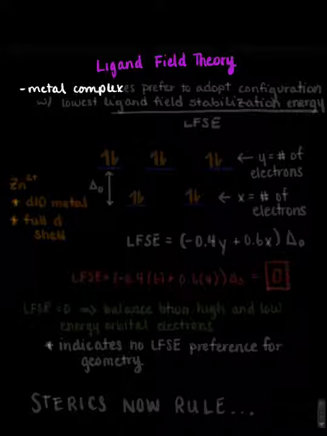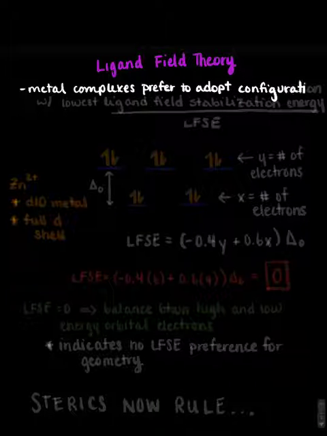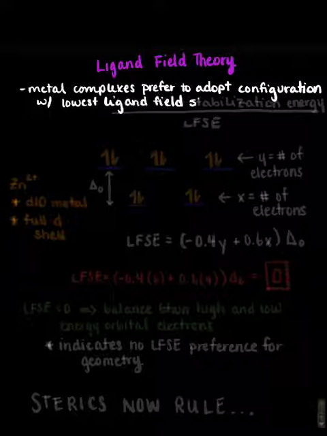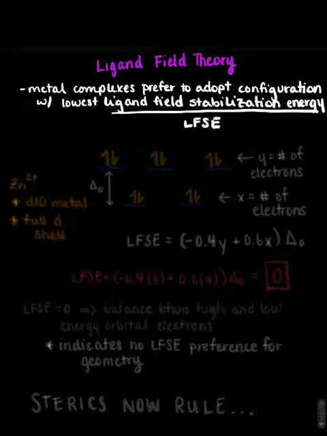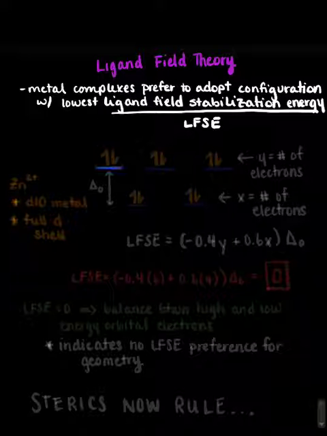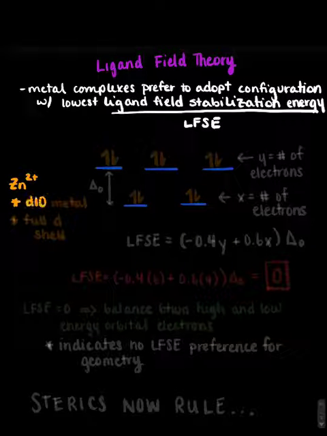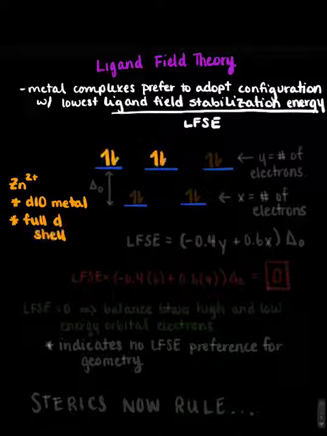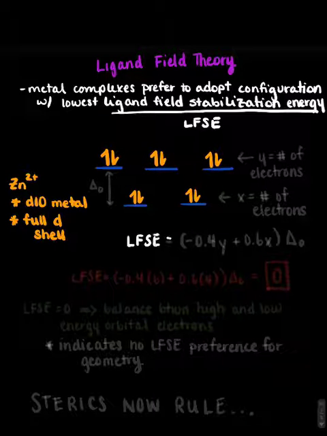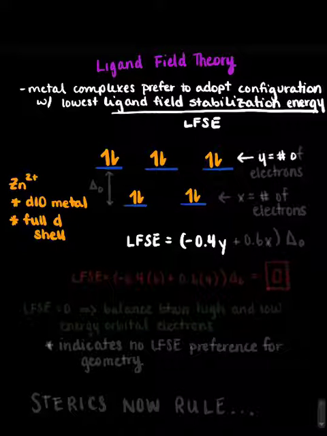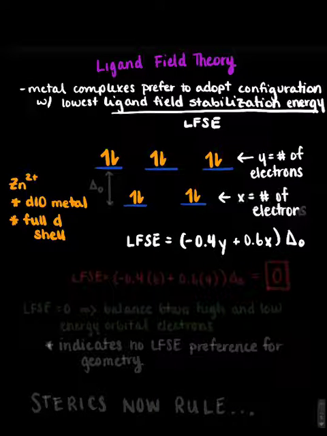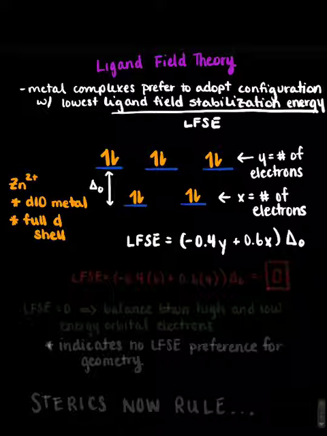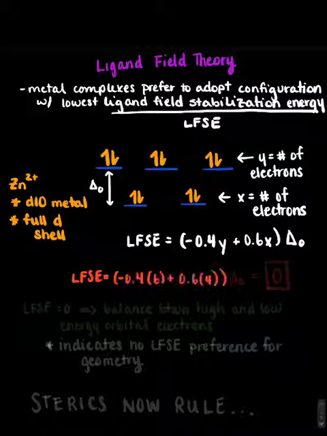According to ligand field theory, metal complexes will prefer to adopt the configuration with the lowest ligand field stabilization energy, or LFSE. The value of LFSE corresponds to the balance or imbalance between the higher orbital and lower orbital electrons. In the case of zinc 2+, a d10 metal, both the high and low orbitals are filled, indicating a balance between the higher and lower orbital electrons.